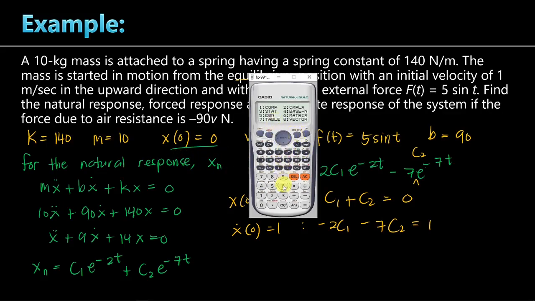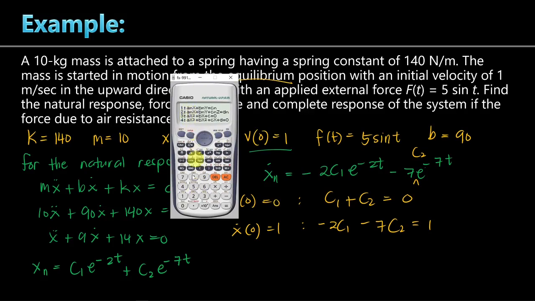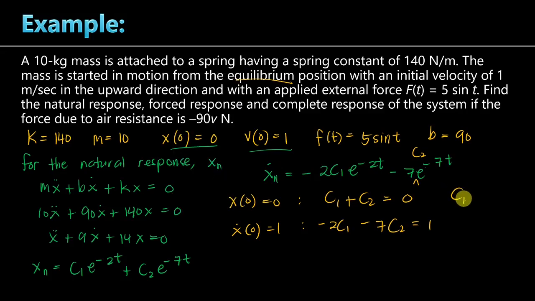Two equations, two unknowns. That's option 1. So let's input the coefficients 1, 1, and the constant 0. Sa pangalawa, meron tayong negative 2, negative 7, and 1. So here are the values of C1 and C2. C1 is 1/5 and the other is negative 1/5. Sulat natin, C1 is 1/5 and C2 is negative 1/5.